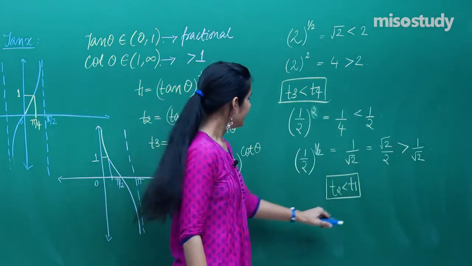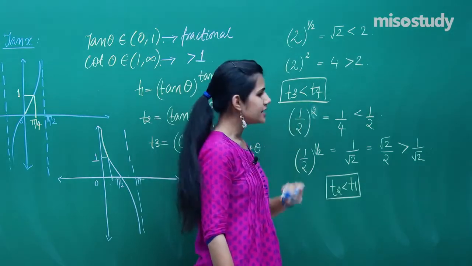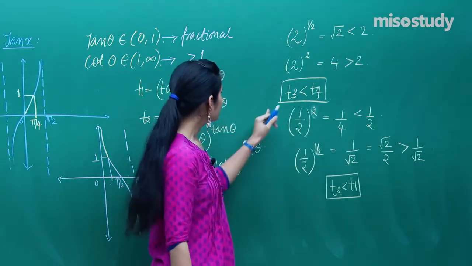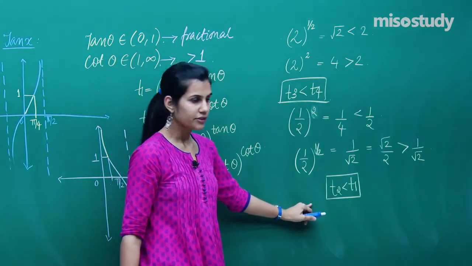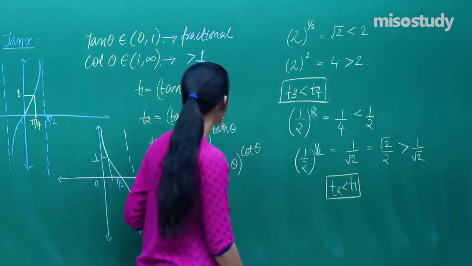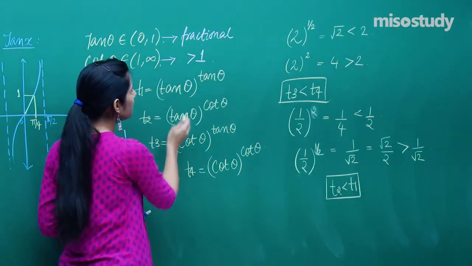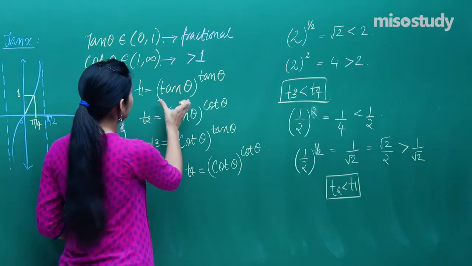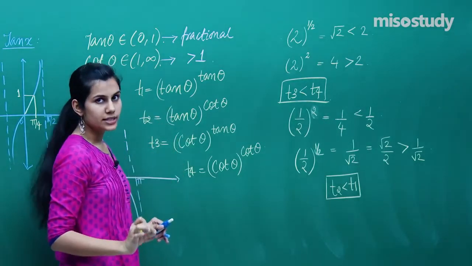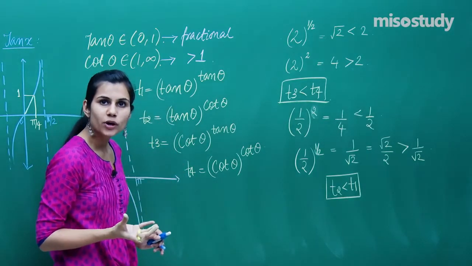Fine. T2 is less than T1, T3 is less than T4. What about T3 and T2? So basically I have to compare among these now. Which number will be the smallest? Whose base is the smallest?